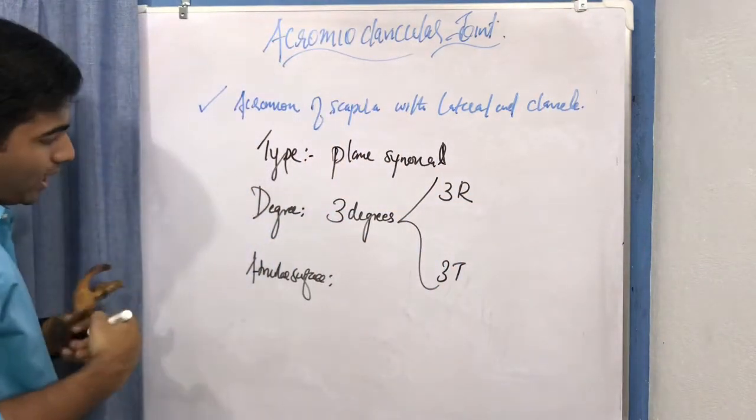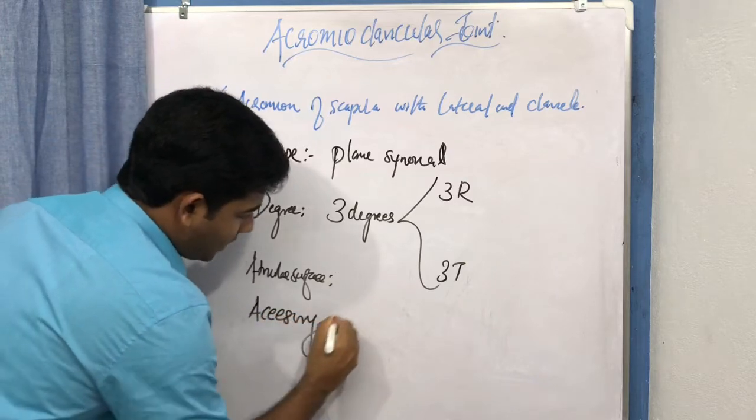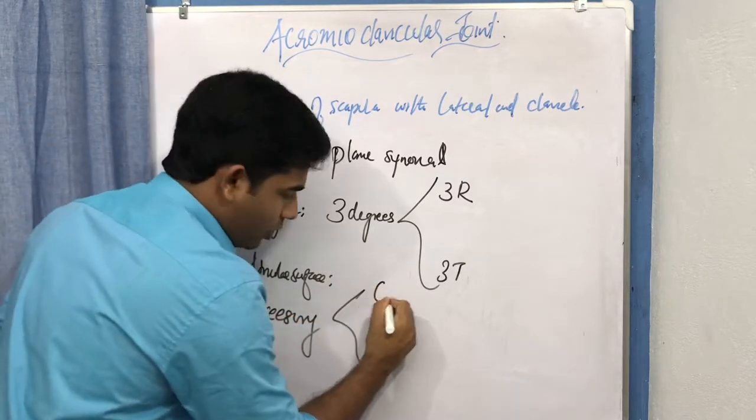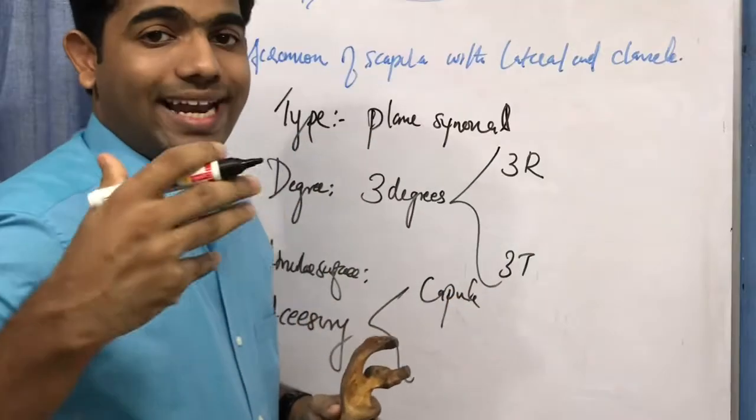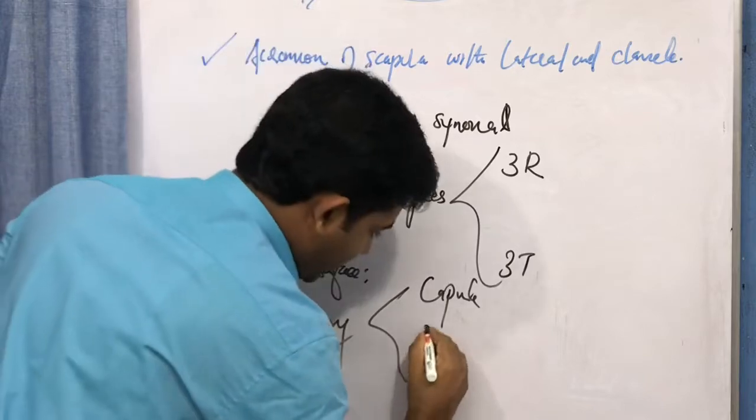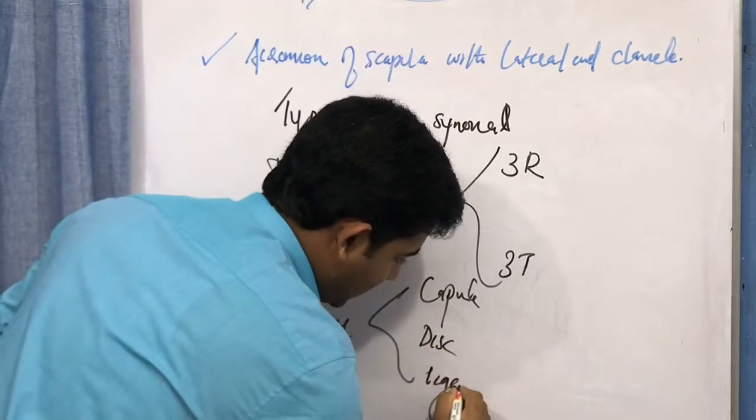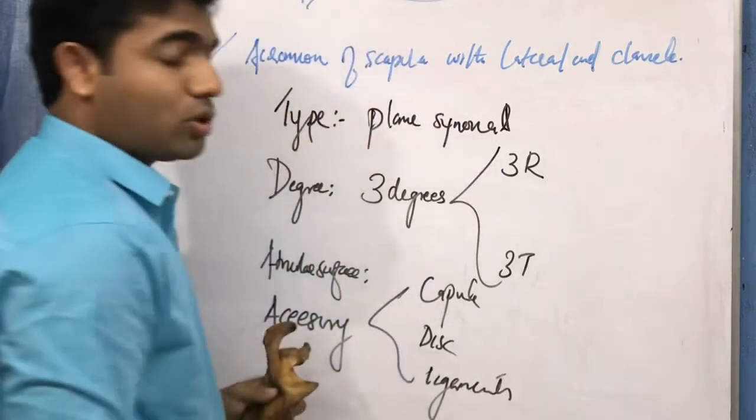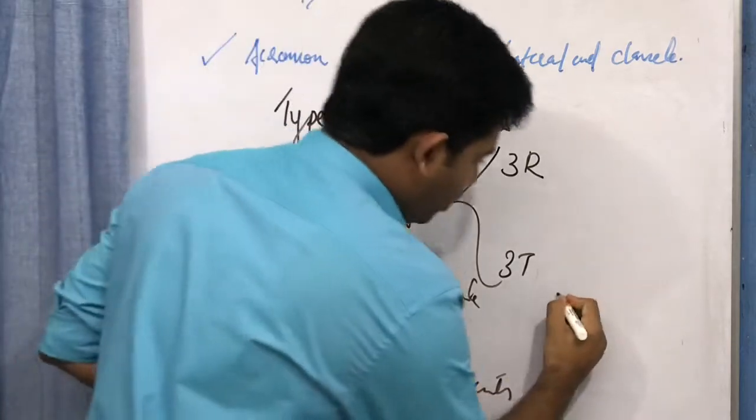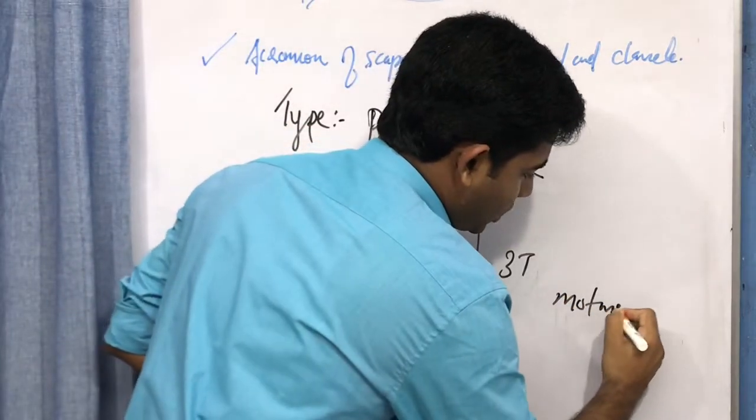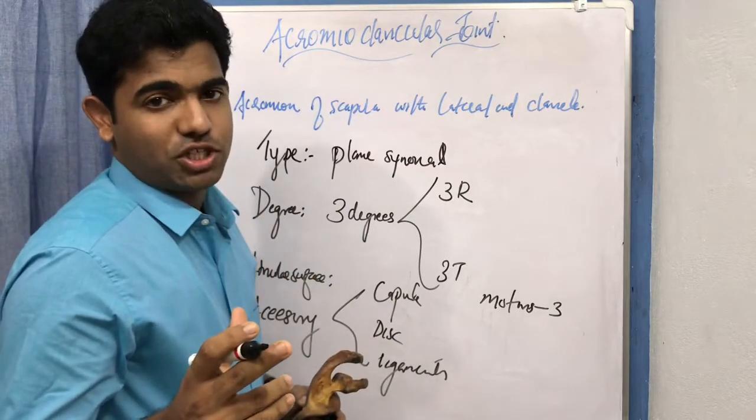Now what are the accessory structures? The accessory structures include, of course, the capsule. Now, does it have a disc? Yes, it has a disc. Then ligaments, of course; these are the articular associated processes or accessory structures. Now, the last heading would be the motions. Of course, it has 3 rotatory motions which we will discuss in the next session.